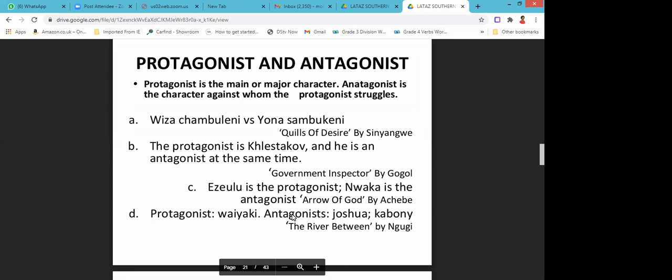The second one, the protagonist is Kolestikov in The Government Inspector, and he is also an antagonist at the same time. This one is interesting. Then the next one is Ezeulu as the protagonist, with Nwaka being the antagonist in Arrow of God. Then the last one is the protagonist, Waiyaki, and the antagonists, Joshua, Kabonyi, and the rest of society in The River Between.